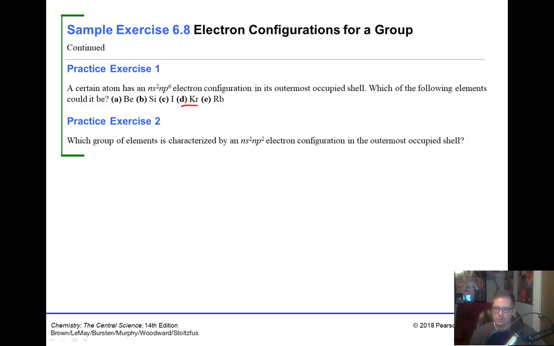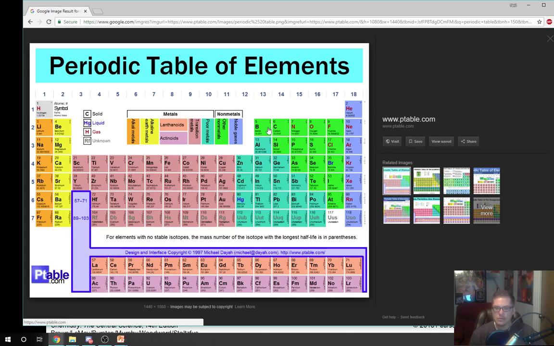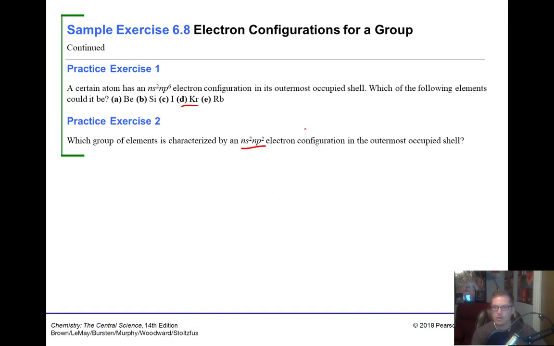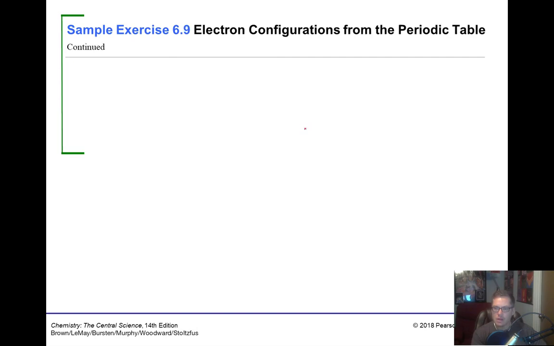All right, let's do one more. So characterized by ns2, np2. So let's see, ns2, so these are completely filled, and then np2, so it's got to be these guys here: carbon, silicon, germanium, etc. These guys will all be that as their outermost occupied shell.